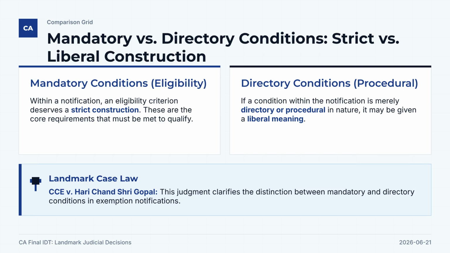Not all conditions within an exemption notification carry the same importance. The Supreme Court in Harichandra Sri Gopal distinguished between mandatory and directory conditions. Mandatory conditions are eligibility requirements and therefore require strict compliance. Failure to satisfy them results in denial of the exemption itself. Directory conditions, on the other hand, are procedural or administrative requirements. These may receive a more liberal interpretation if the substantive objective of the notification has been achieved. In examinations, identifying whether a condition is mandatory or merely procedural is often the key to solving complex exemption-related case studies correctly.